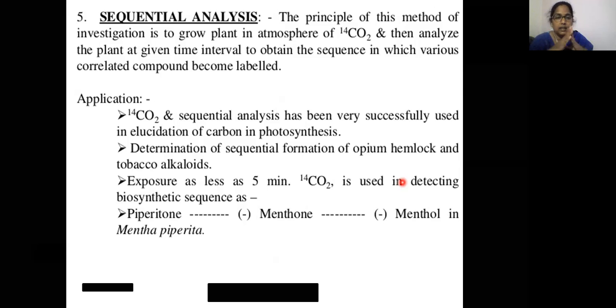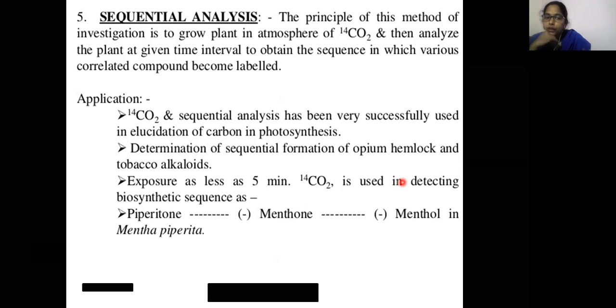Radio labeled carbon dioxide and sequential analysis have been very successfully used in the elucidation of carbon in photosynthesis. How the carbon is utilized in photosynthesis, in which reactions it is involved, you can get in sequence. Determination of sequential formation of opium and tobacco alkaloids, and exposure as short as 5 minutes, is used in detecting biosynthetic sequences.